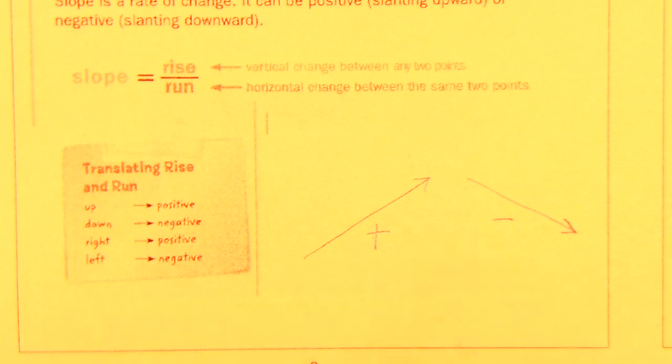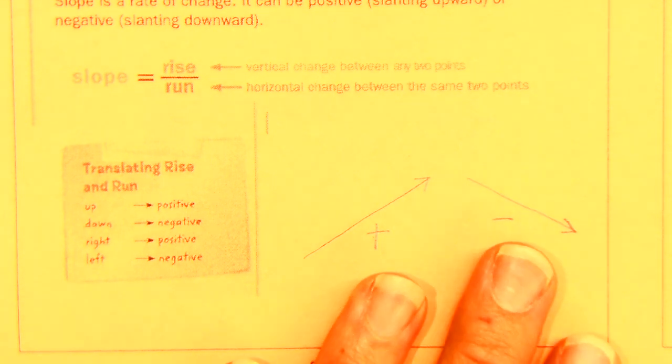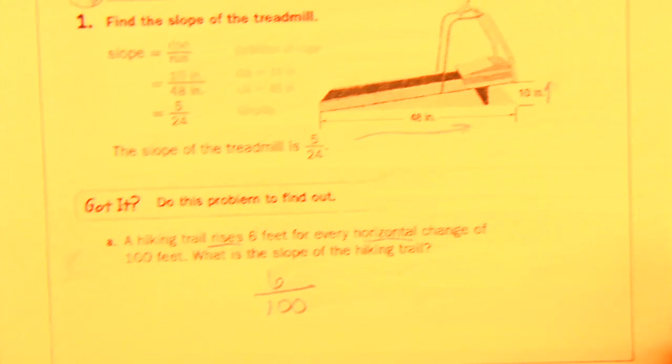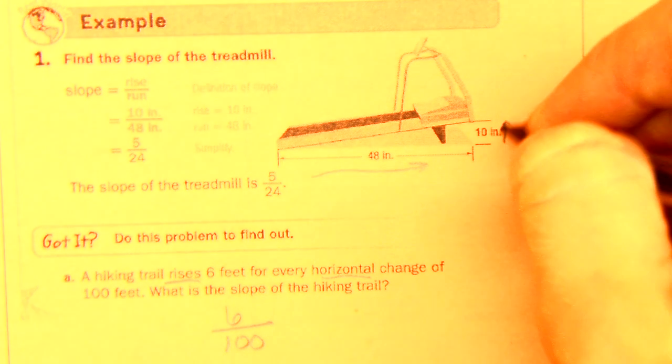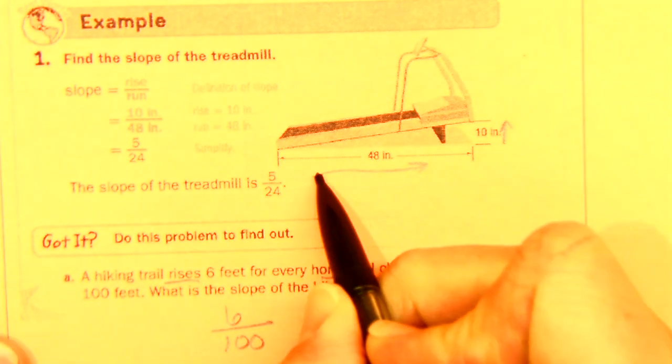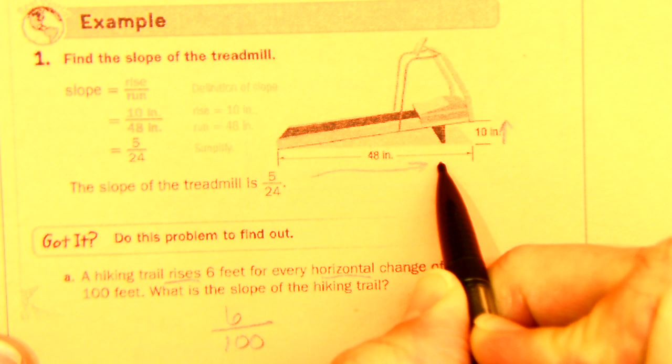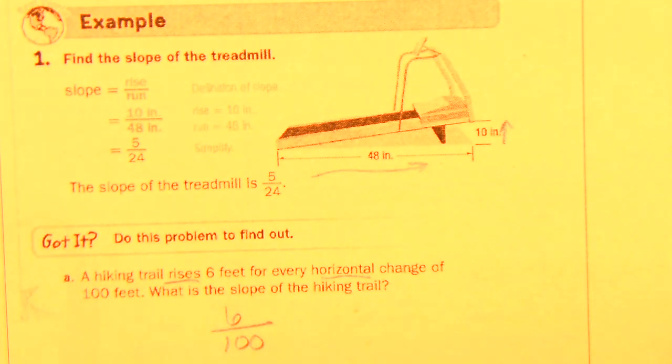Okay, but for the first type of question, what we're going to do is just find slope. Maybe they have a picture, like in example 1, find the slope of the treadmill. Well, how much does it rise? What's the vertical change? It's going up 10, and the horizontal change is 48. So they put 10 over 48, and as always with fractions, we reduce. So we get 5 over 24.